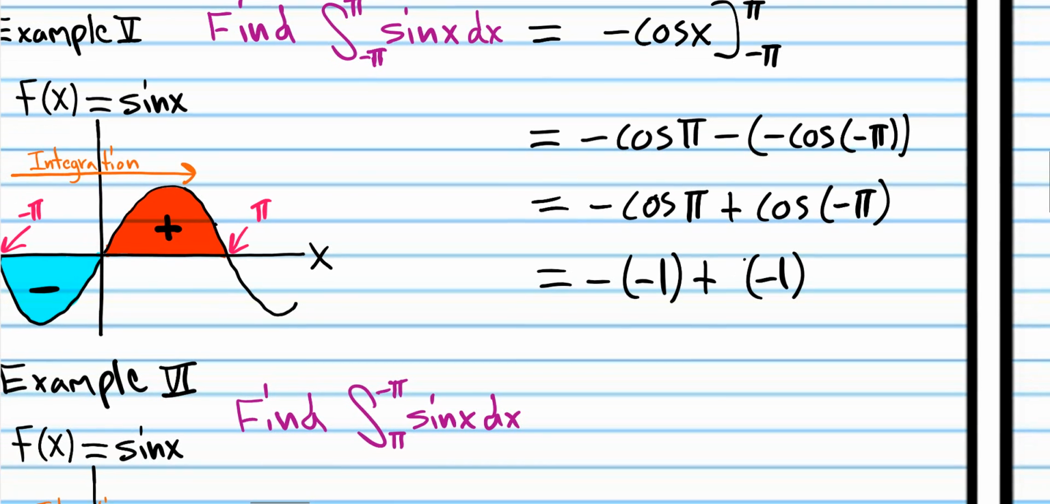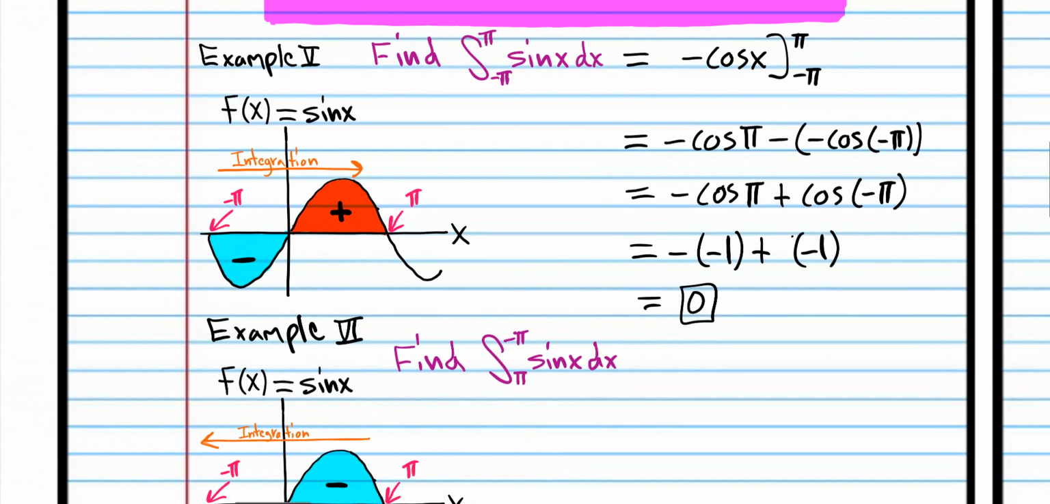That basic trig is just something that students need to memorize. So we have +1 minus 1, which is 0. That's exactly what we would expect. We got 0 area. It's not really 0 area, but the value of the integral is 0.